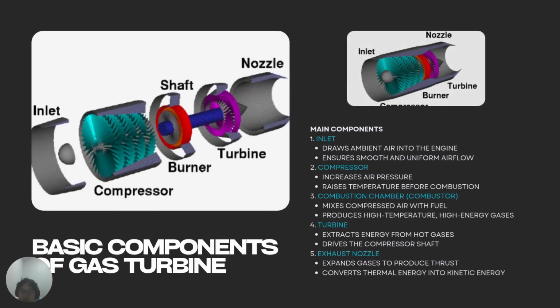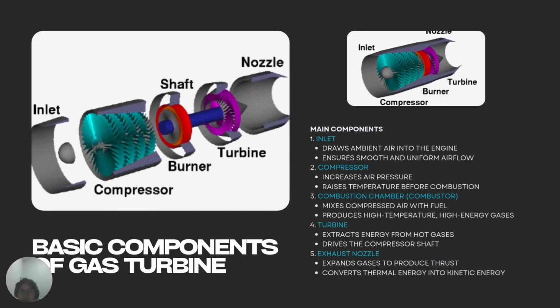A gas turbine consists of five primary components. First, the inlet guides ambient air smoothly into the engine and ensures uniform flow into the compressor. Second, the compressor increases the air pressure significantly, sometimes up to 20 to 40 times atmospheric pressure. In modern engines, this compression raises both pressure and temperature.